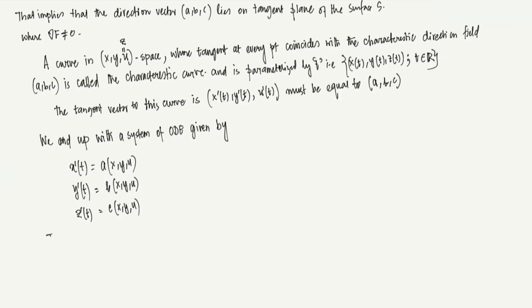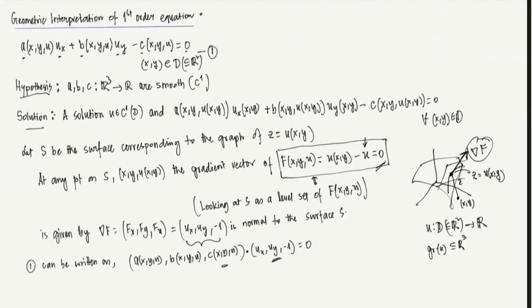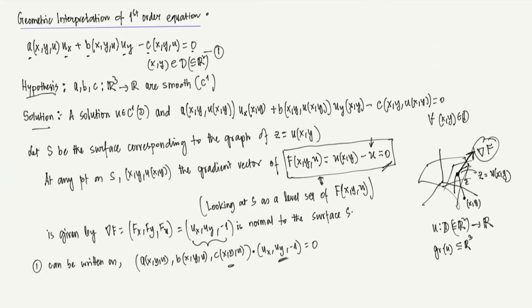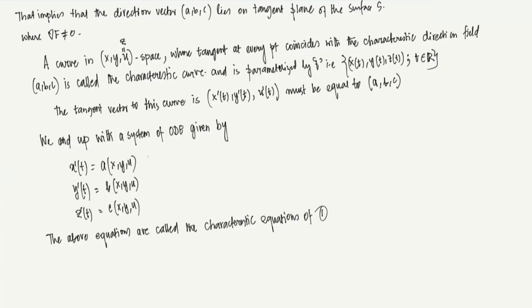These three equations, the above equations, are called the characteristic equations of 1. So given the equation 1, if I wanted you to write down the characteristic equations, this is what it is going to look like: these three equations, 2, 3 and 4. Clear? So this is how we write down the characteristic equations.